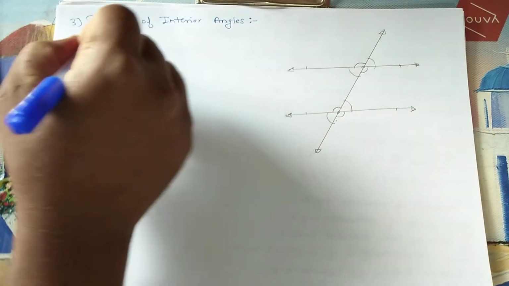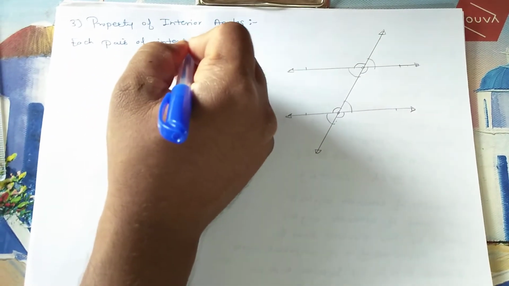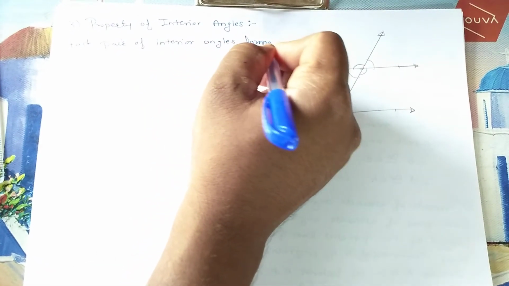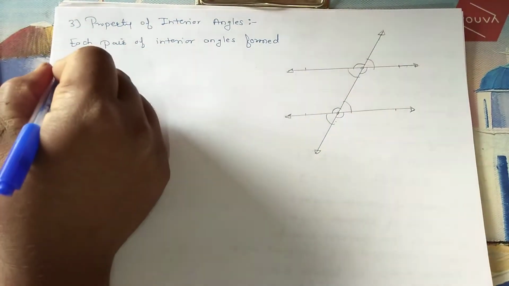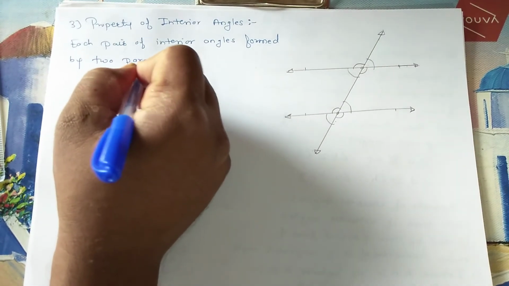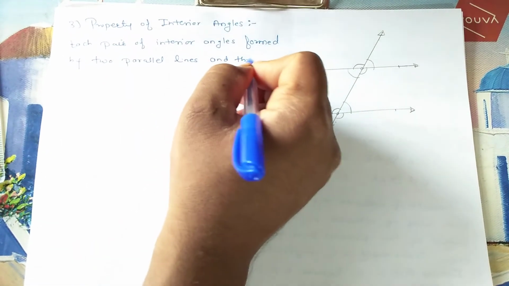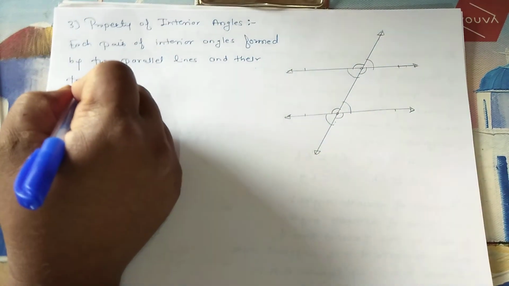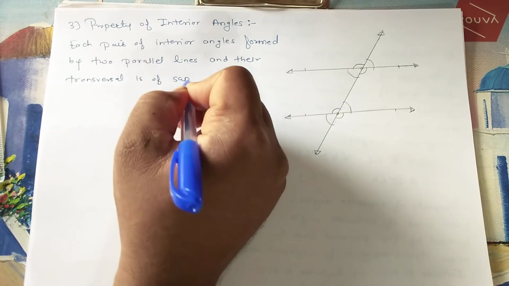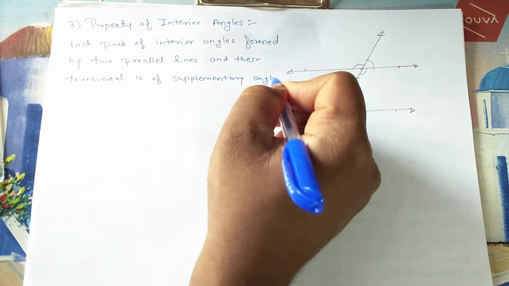Each pair of interior angles formed by two parallel lines and their transversal is of supplementary angles. What is meant by supplementary angles?